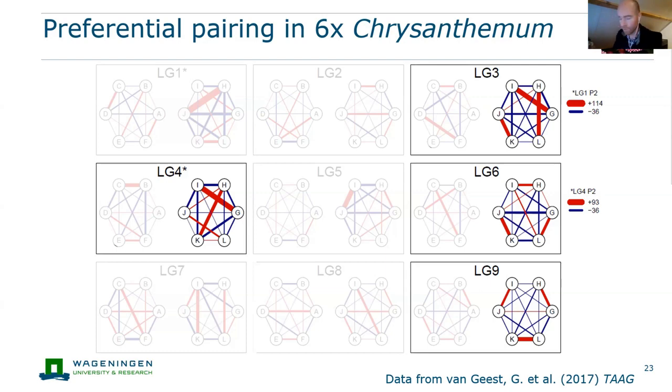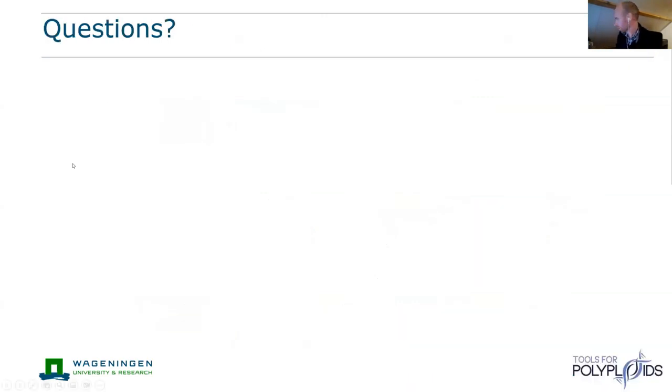So this is the sort of output that we like to look at, and another application beyond just QTL mapping. I think this is also something I'd like to finish on. Are there questions? I know I'm almost out of time, but I'm happy to take questions.